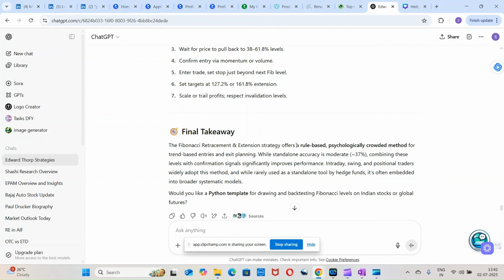So that's the Fibonacci retracement and extension, guys. This can be used for prediction and also accurate entry and exit, in a trending market along with confirmation from other indicators.